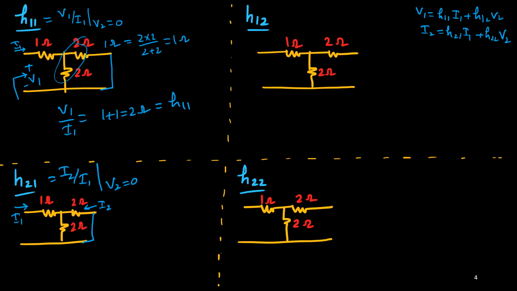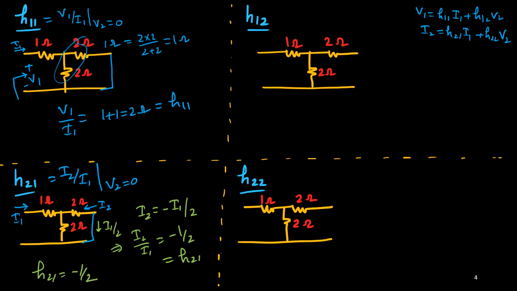So this current is I1 by 2, but it is given in the opposite direction of I2. So I can write the equation I2 equals minus I1 by 2. So what is the gain? I2 by I1 is minus half, and that is your H21. So H21 is minus half, correct.